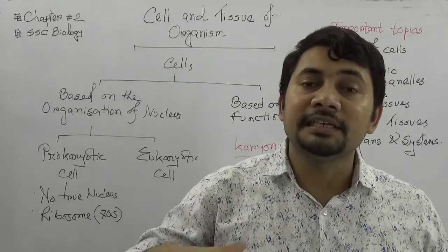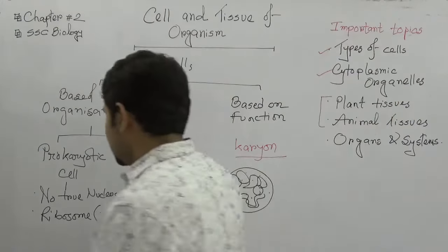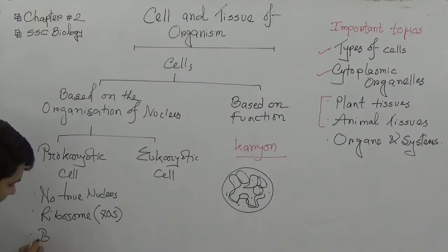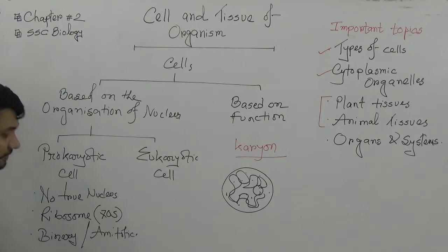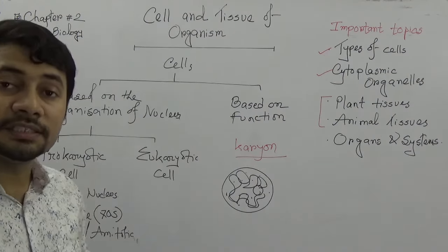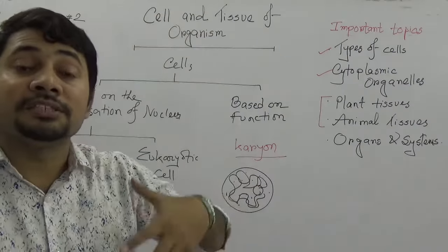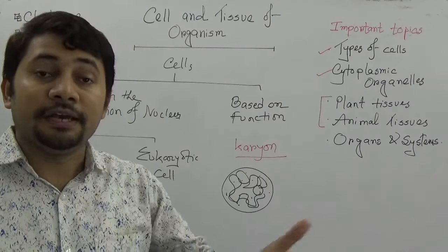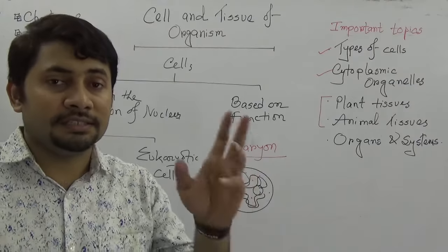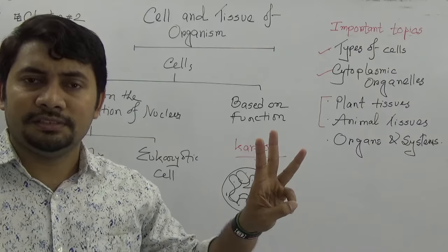Usually a prokaryotic cell divides through binary fission or amitotic cell division. This is the study of the next chapter. When we understand this chapter fully, the next chapter will discuss cell division, and in that class we will learn that cell division is of three types: amitosis, mitosis and meiosis.